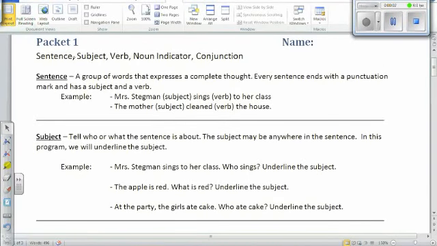In packet number 1, we'll be introducing what a sentence is, what a subject is, what a verb is, a noun indicator, and a conjunction. And we'll learn how to label all of those for our packets. So let's start with a sentence.